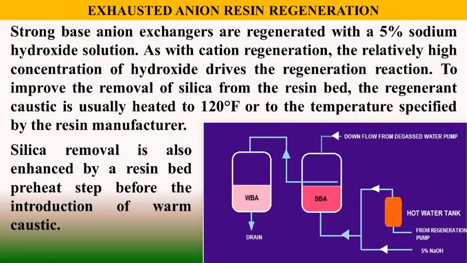Strong base anion exchangers are regenerated with 5% sodium hydroxide solution. In fact, the relatively high concentration of hydroxides drives the regeneration reaction. Now, to improve the removal of silica from the resin bed, the regenerant caustic is usually heated to around 50 degrees centigrade or to a temperature as per resin manufacturer's specification. Silica removal is also enhanced when the resin bed is preheated before the introduction of the hot caustic.